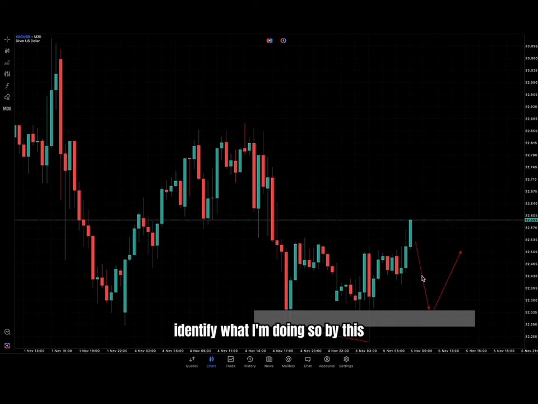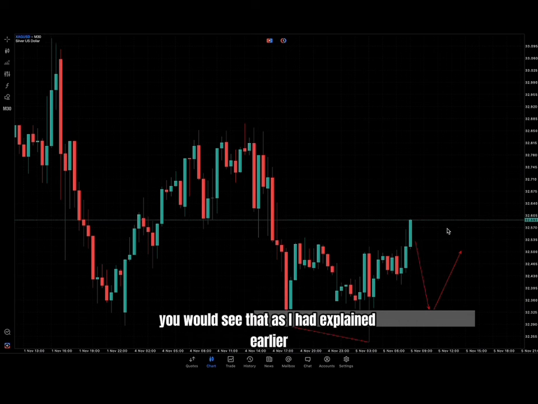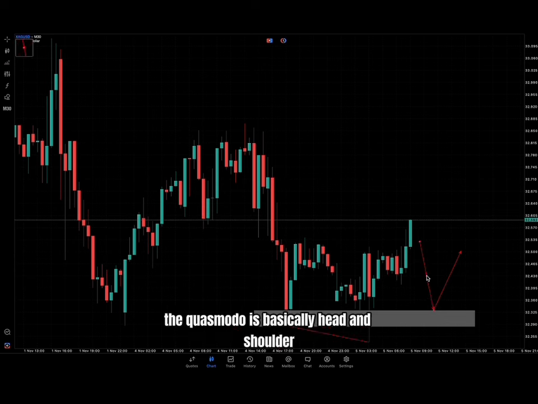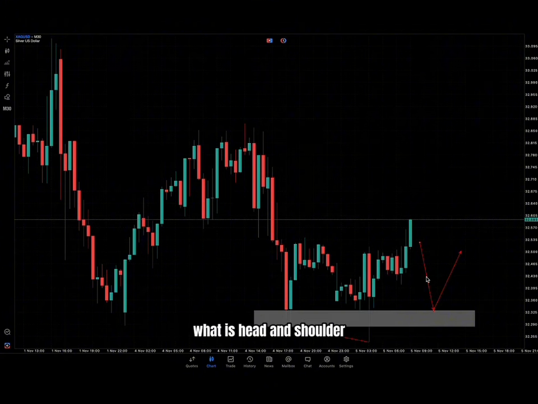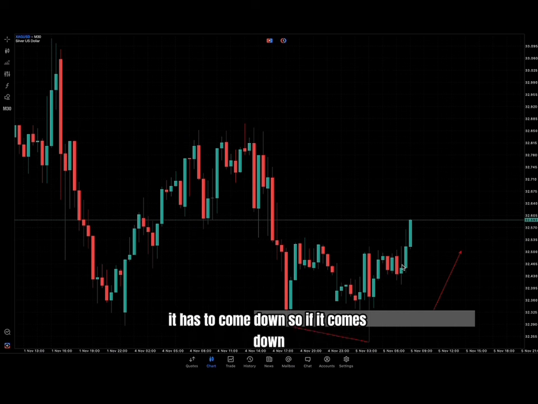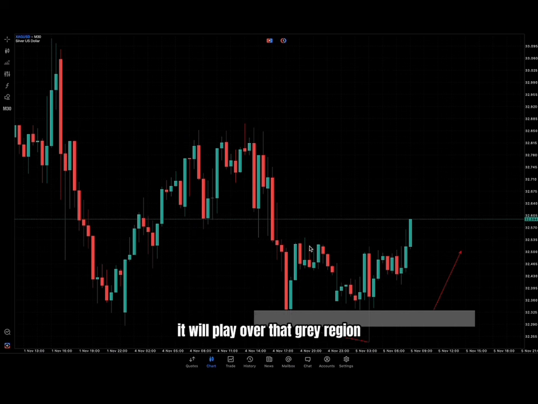So by this, you would see that, as I explained earlier, the market definitely has to come down to that region. If it comes down, that's our assumption, so that it completes the Quasimodo. So what is the Quasimodo? The Quasimodo is basically head and shoulders. What is a head and shoulders? Basically M's and W's. We can see over here that in order for it to be completed, it has to come down. If it comes down, it will play over that gray region.